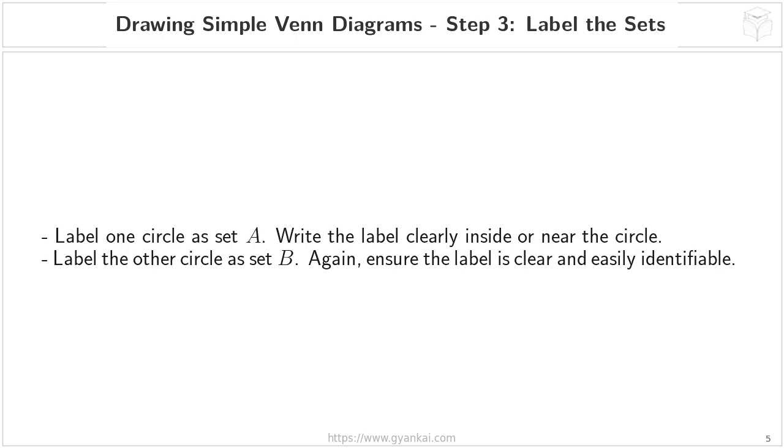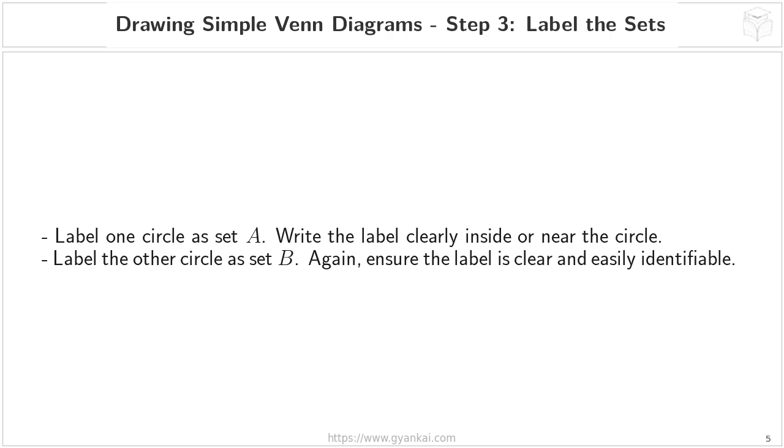So now we're moving on to step 3, and this is where we start giving our Venn diagram some meaning. As you remember from the previous slides, we've already drawn our rectangle representing the universal set, and then we drew 2 overlapping circles inside that rectangle.